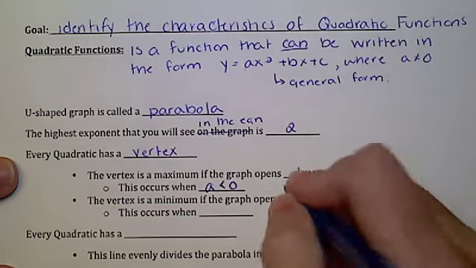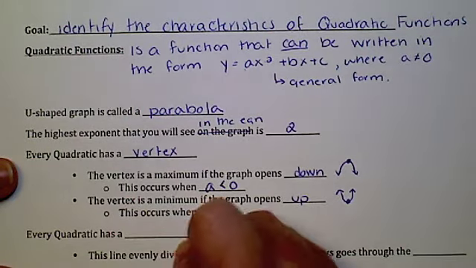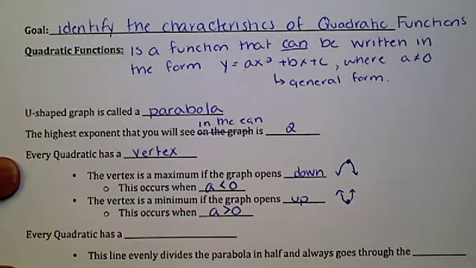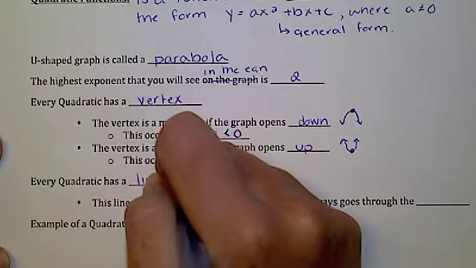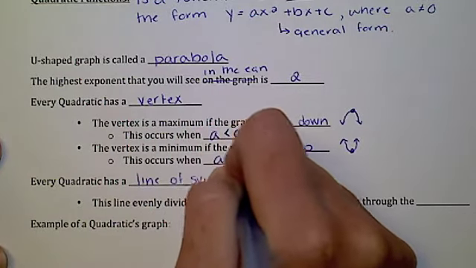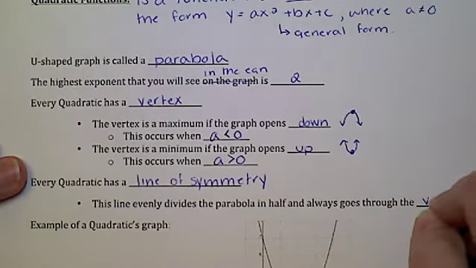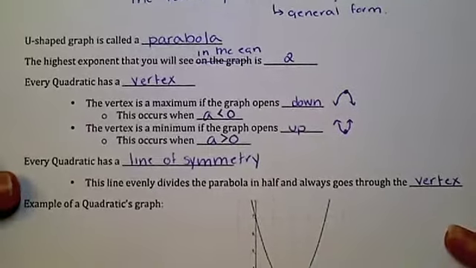Now, the vertex is a minimum if the graph opens up. So if it looks like this. That occurs when a is positive, so a is greater than 0. In addition to always having a vertex, every quadratic is going to have a line of symmetry too. Probably one of the reasons I like parabolas so much is because they are symmetric. This line of symmetry is going to evenly divide that parabola in half, and the unique thing about it is it always goes to the vertex. So once you know where your vertex is, you know where your line of symmetry is.